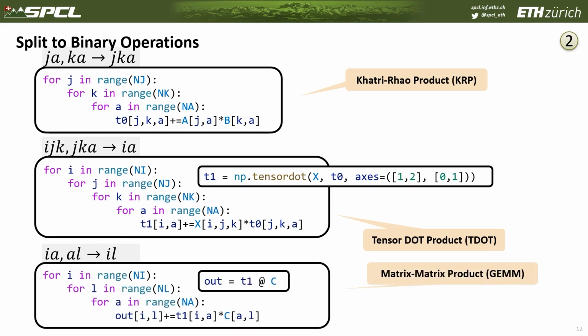Now, if we look closely, we will see that each of these operations depends only on a subset of the indices of the original program. So the first one depends on j, k, and a, the second on i, j, k, a, and the last on i, l, and a.